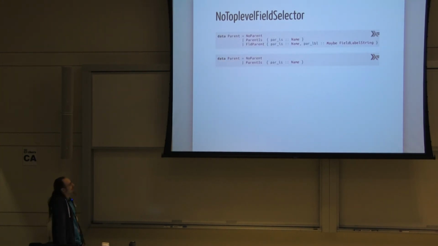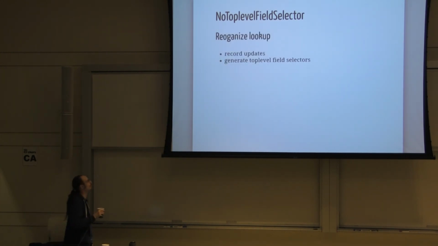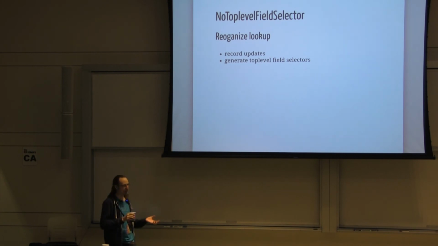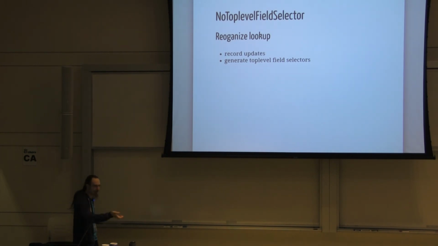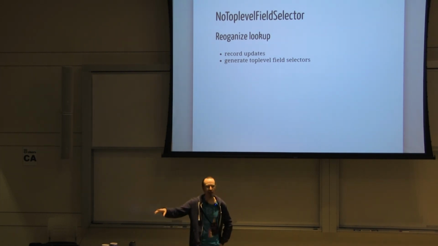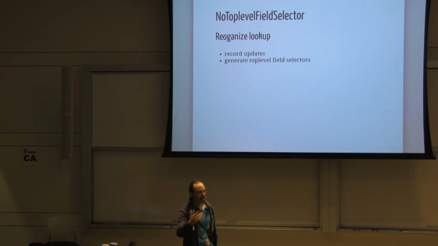Next, we can remove the parent stuff, because there's some code specifically for field parents which we don't need anymore. This is mostly relevant for duplicate field selectors. By the way, this is approximately how far I've come. So this is basically future plans. You have to reorganize the lookup. If you do record updates, you have to look things up in the record update selector namespace, because now it's not in varname anymore all the time.